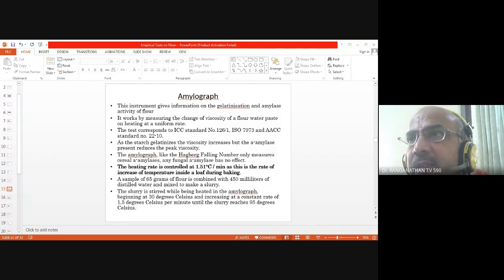Okay. So basically, in the case of an amylograph, it finds out the starch gelatinization and the relative amount of starch content of that particular type of flour. Same as starch gelatinization, there is an increase in viscosity. Remember, a similar thing you have done for your Hagberg Falling number. It's almost similar. The heating rate is controlled at 1.5 degrees centigrade per minute. So there's slow heating, which is similar to what is observed during the baking process.